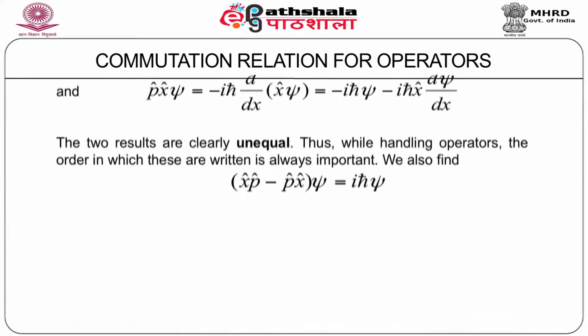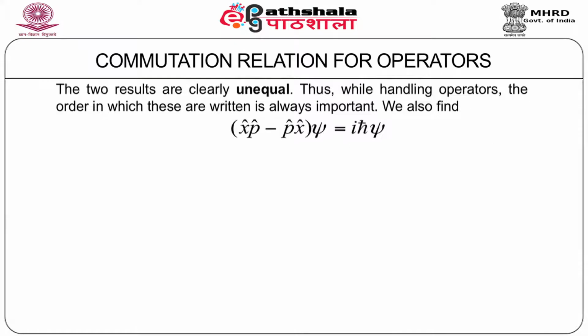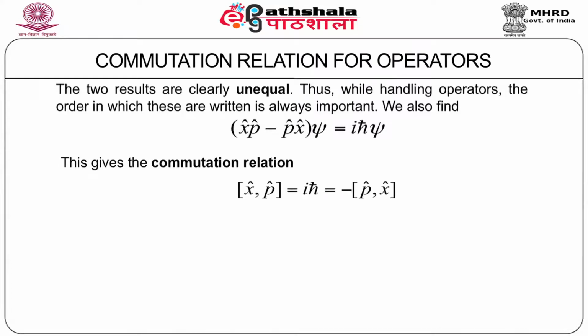And xp minus px is defined as the commutator of the two operators x and p. So the commutator of the two operators x and p in this case is equal to i h bar, and it can also be verified that this is equal to minus the commutator of p and x. If you change the order of x and p within the commutator, then instead of xp minus px, it becomes px minus xp. So there is a minus sign. This is called a commutator.